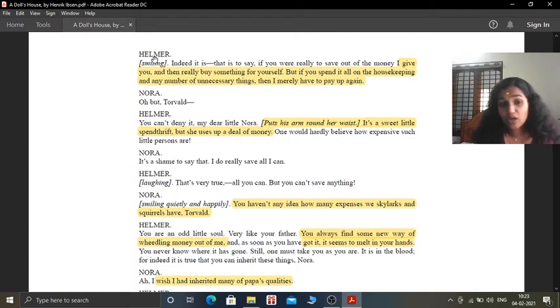Helmer, you're an odd little soul. You always find some new way of wheedling money out of me. And but it will melt in your hands. You never know where it has gone. One must take you as you are. It is in the blood. For indeed, it is true that you can inherit these things, no doubt.